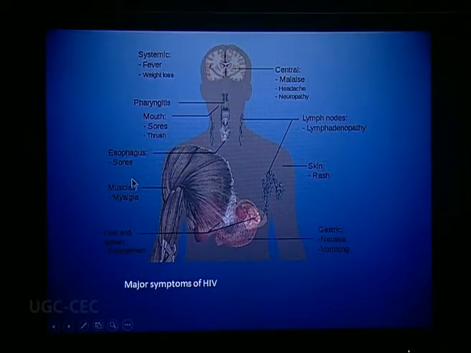You see, just see the symptoms first. It can be fever, it can be pharyngitis, it can be esophagitis, it can be liver disorder, it can be failure of the central nervous system, maybe skin rash. So apparently it is nothing unusual.